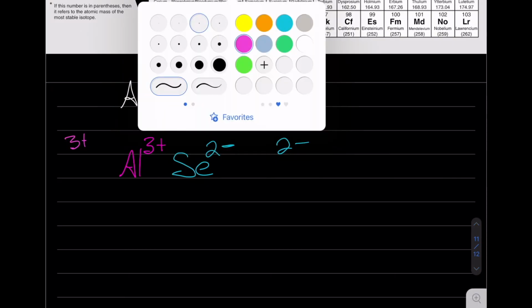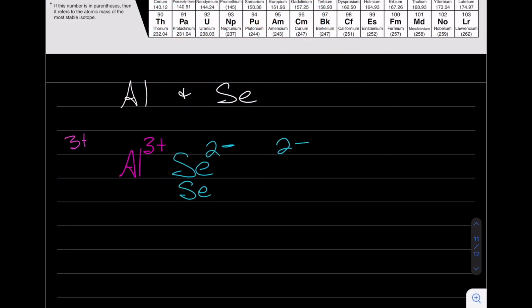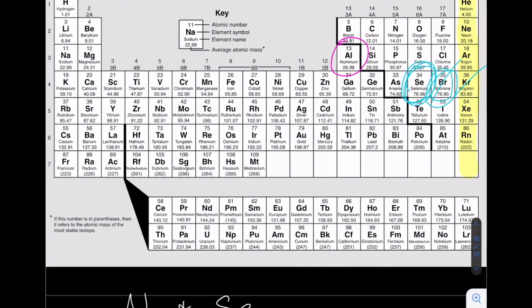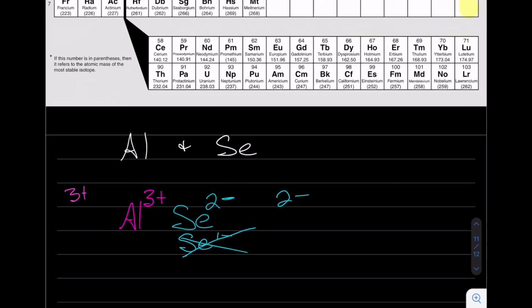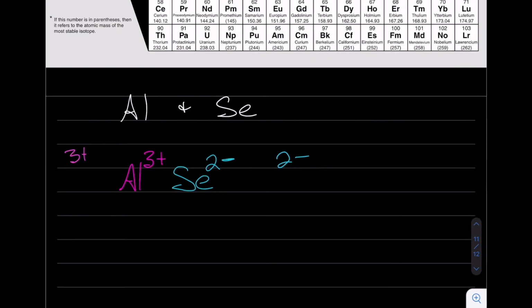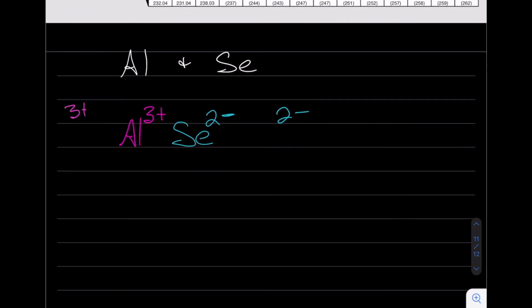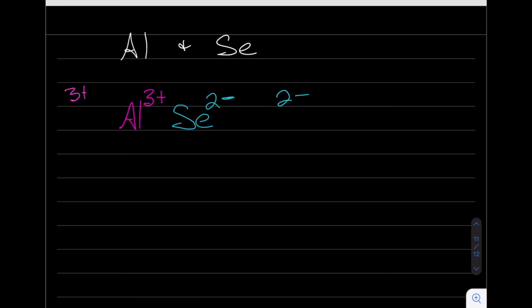What some people might think to do is write Se 1 minus. Now we have 3 minus. You can't do that, though, because they need to be noble and neutral. If Se is 1 minus, that makes him like bromine. That doesn't work. So we can't do that. There's got to be another way. If I'm not sure what to do, what I start doing is adding more of the charge that we have the least of. So we have the least negative charge. So I'm just going to add another selenium and see what happens.